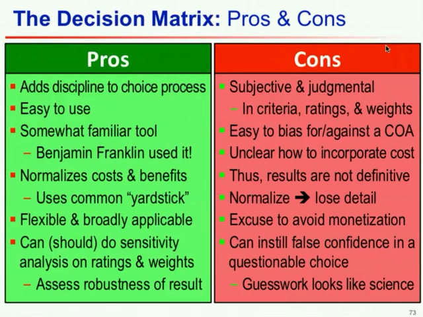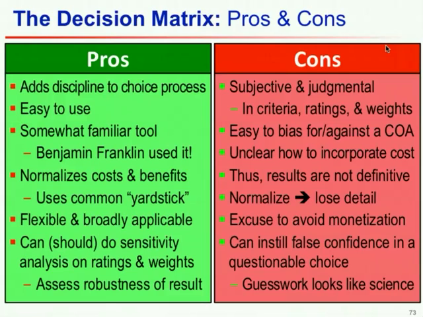The cons are, of course, it is subjective and judgmental. Choosing the criteria, choosing the ratings, choosing the weights. Those are all subjective decisions. Those aren't objective decisions. This is not like just financial net benefit. It's easy to bias things for or against a course of action. Based on how I rate that course of action, how I weight different criteria, it's easy, in a very subtle way, to bias the results for or against a course of action.